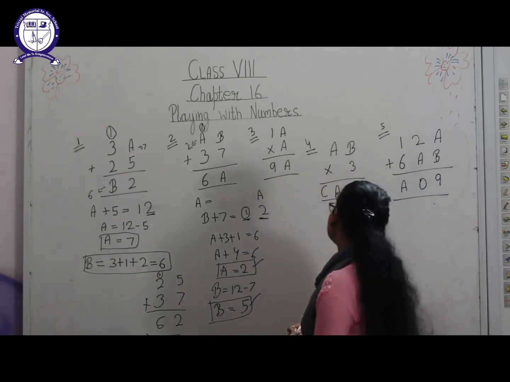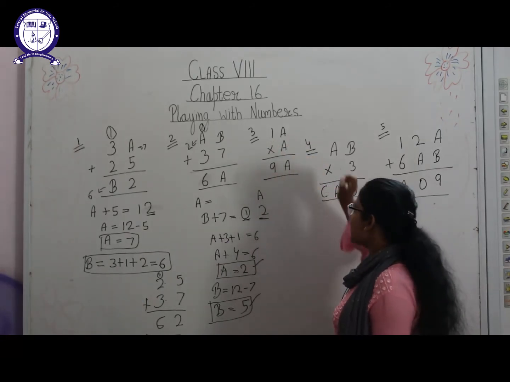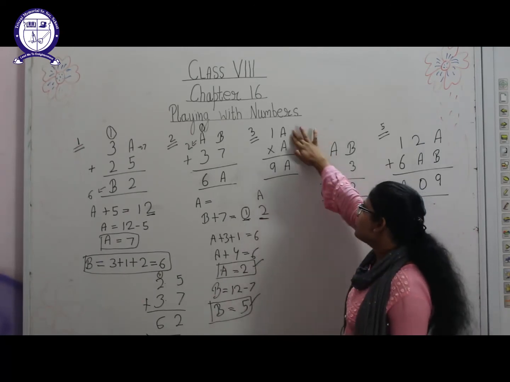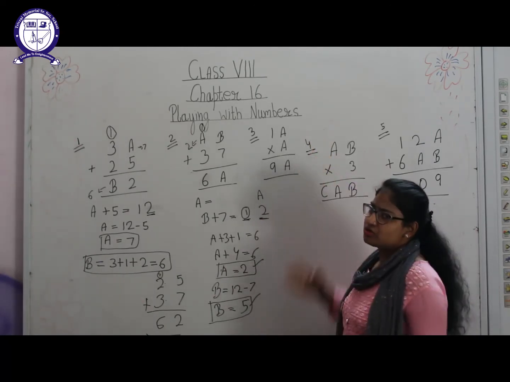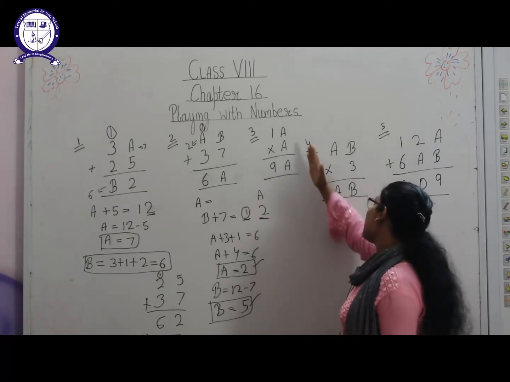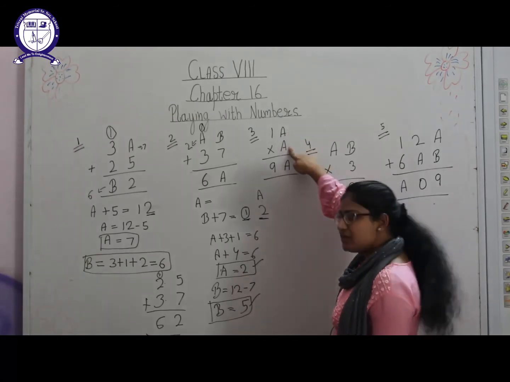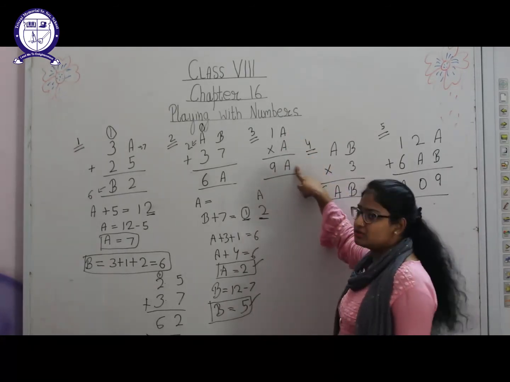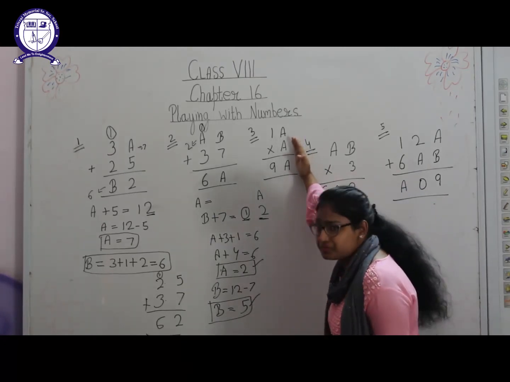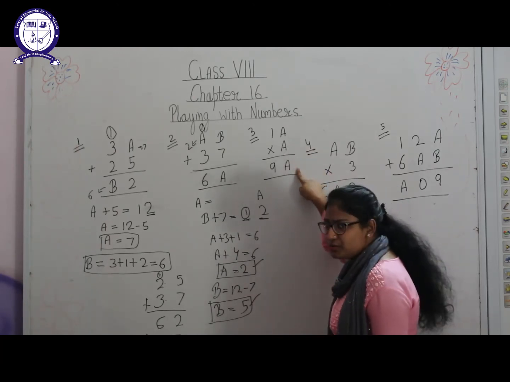Here it is in multiplication. 1A into A is equal to 9A. We have to get the value of A here. So students, here also A appears 3 times, so the value for A will be the same. Okay, so we have to consider the value of A such that it is the same here also and in the answer also. Okay, so if we are taking A to be 1, 1 into 1 will be 1.